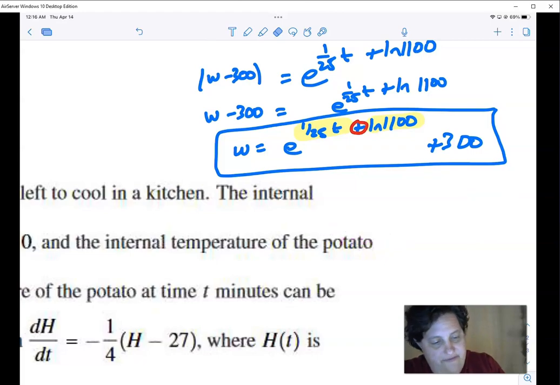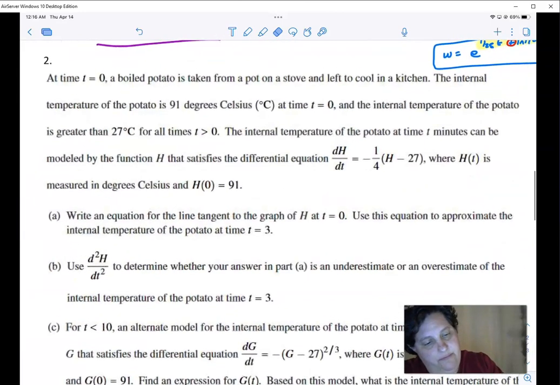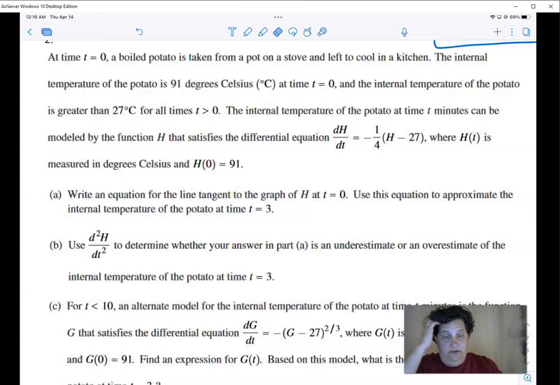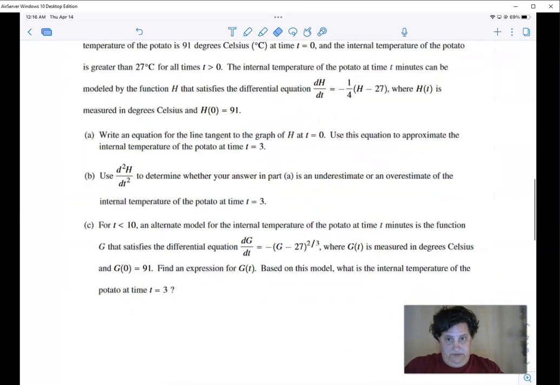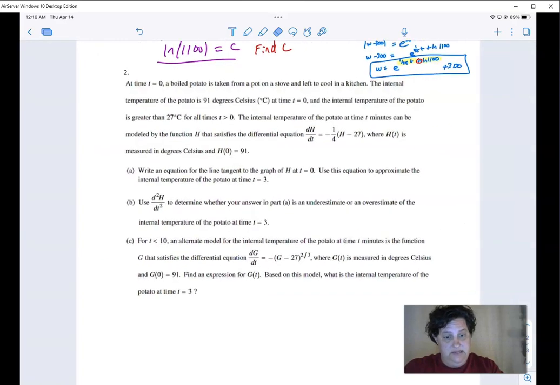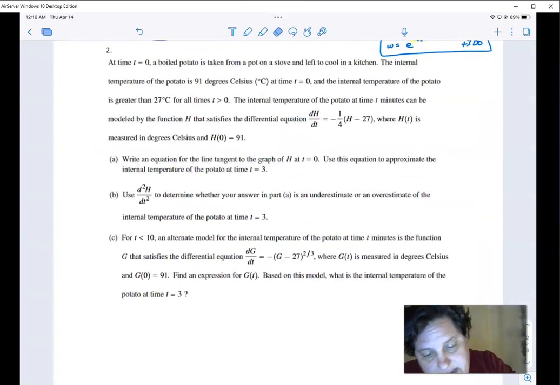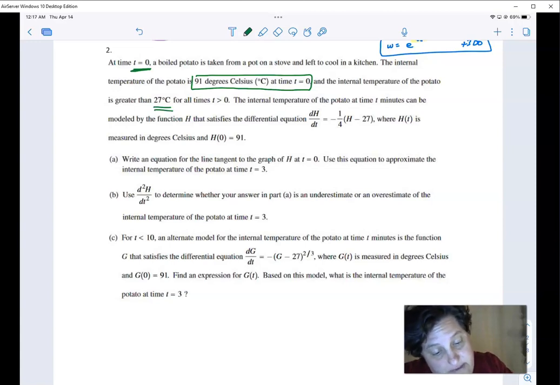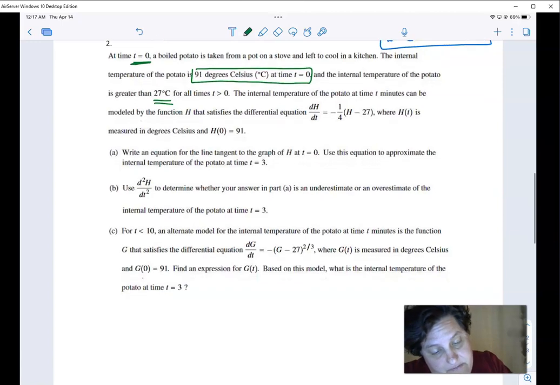Okay, that one was fun. Let's look at number 2, the boiling potato problem. Holy crap, this is a lot of words. Okay, at time 0, a boiled potato is taken from a pot on the stove and left to cool in the kitchen. The internal temperature of the potato is 91 degrees Celsius at time 0. Okay, so that's important. The internal temperature of the potato is greater than 27 for all time, so it never gets cooler than 27. The internal temperature of the potato can be modeled by the function, blah, blah, blah.